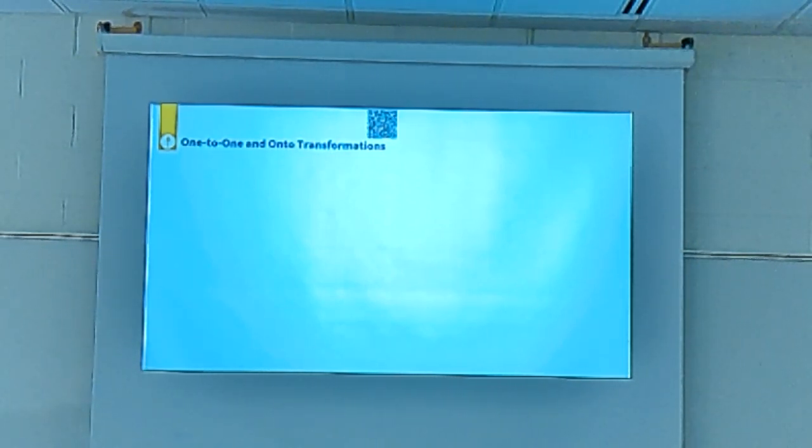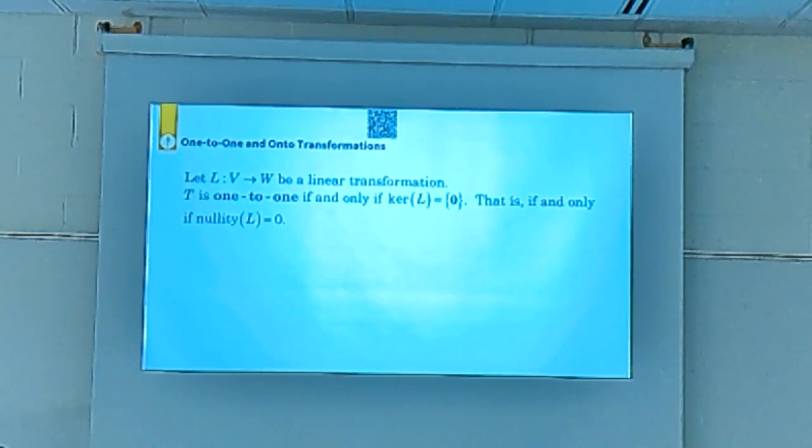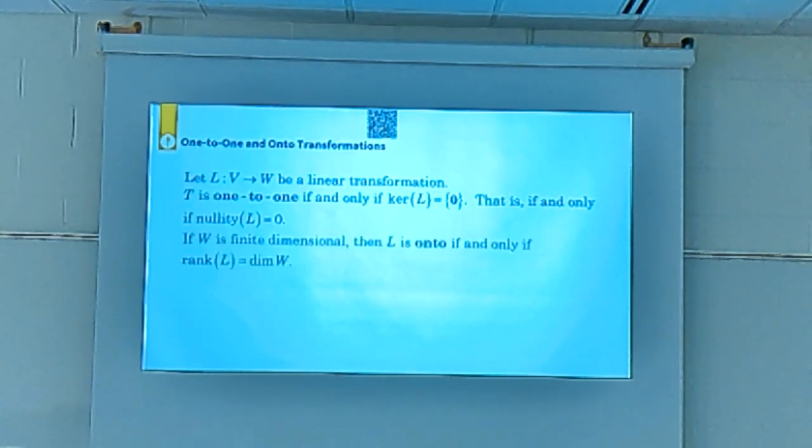Well, we also have one-to-one and onto transformations. We say that T is one-to-one when the kernel is zero-dimensional, meaning that the only element in the kernel is the zero vector. And if W is finite dimensional, L would be onto if and only if the rank of L is the dimension of W.